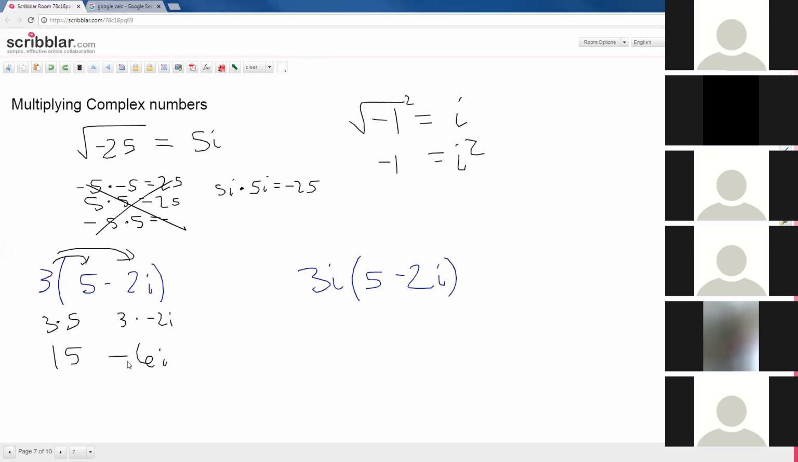Then when we change it to 3i, that makes it a little bit different. The 3i times 5 will be the same, 15i, but we just do the multiplication. The 3i times negative 2i will have a little bit of a difference. 3 times negative 2 is negative 6, and i times i is i squared. i squared has an actual value.